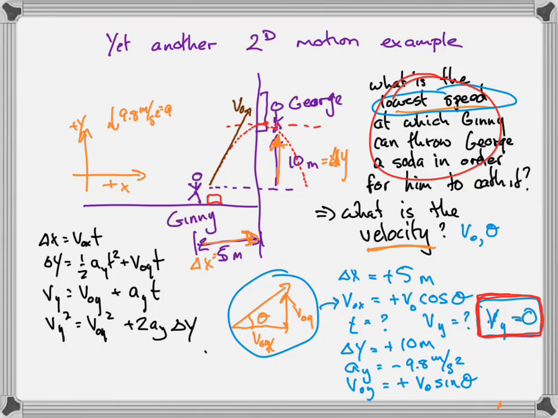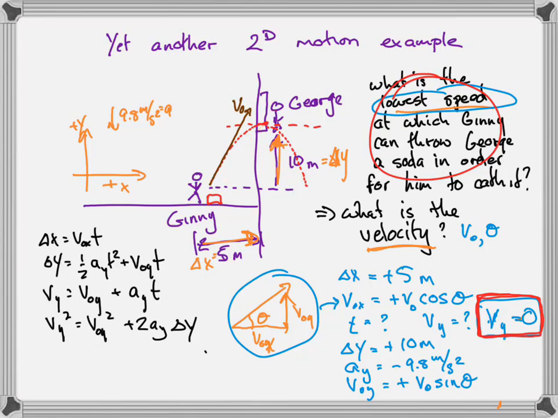Again, a common error I have seen is that the slowest possible speed is not the one at which you throw it so that the straight line reaches George, because this is projectile motion and the body will not reach George that way, right? Because it's going to slow down due to gravity. Okay, just moving on.